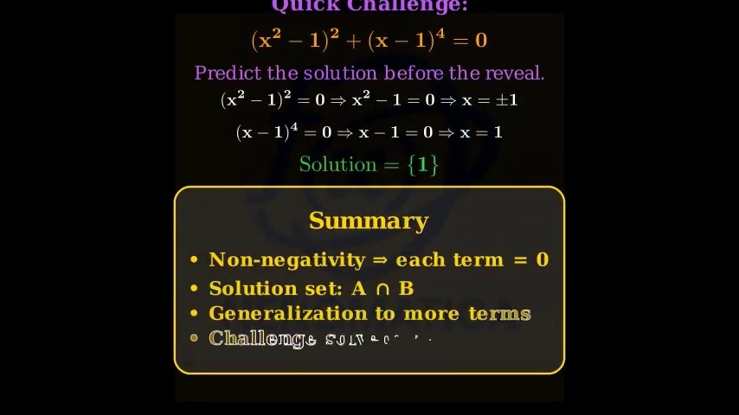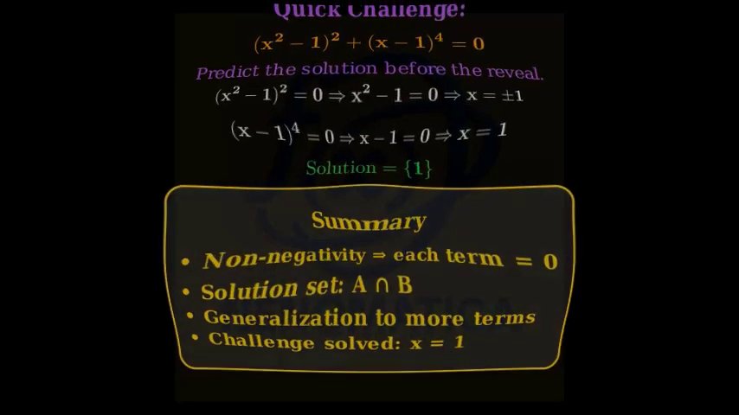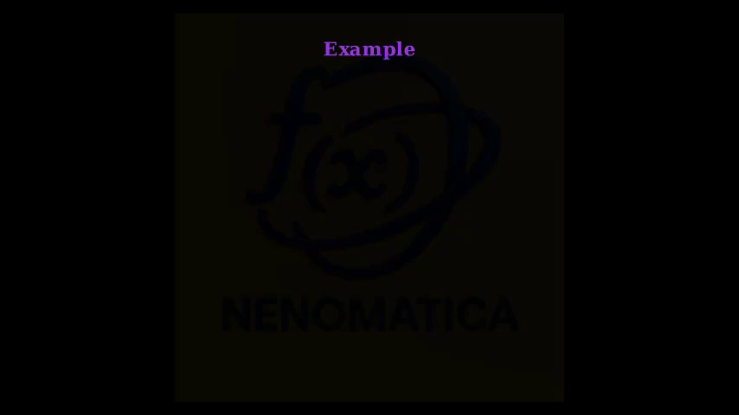Summary. We used non-negativity to force each term to 0. Concluded the solution set is the intersection of the zero sets, showed a generalization with a third term, and practiced with a quick challenge. We will solve a radical and polynomial mix by following the even power, absolute value, and square root zero sum idea. First, let's show the example.